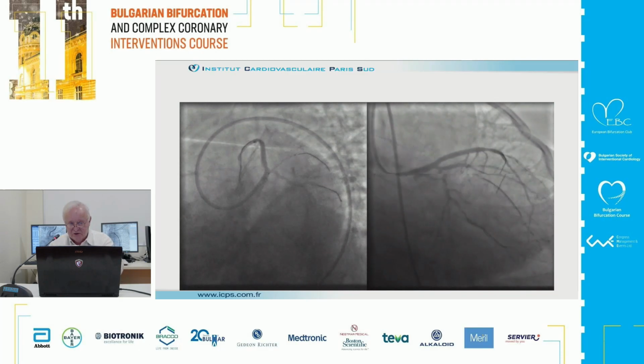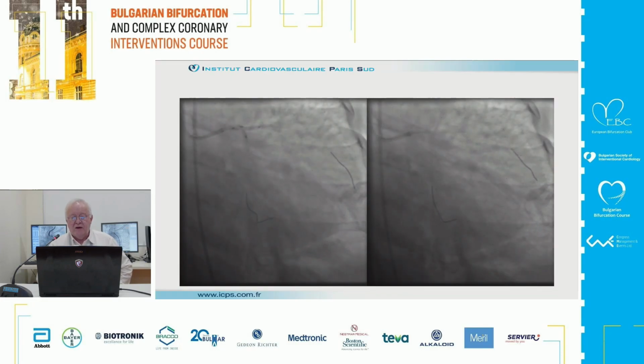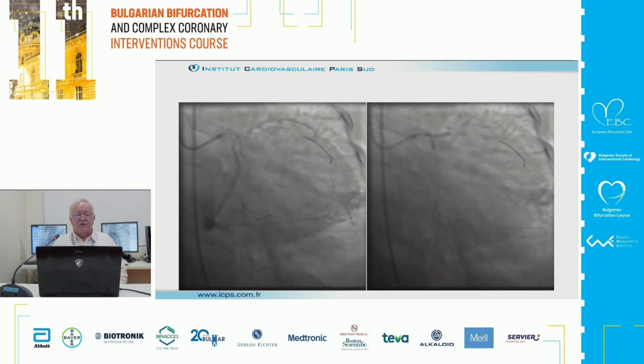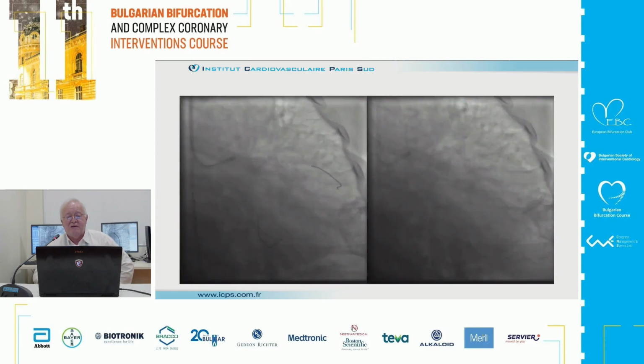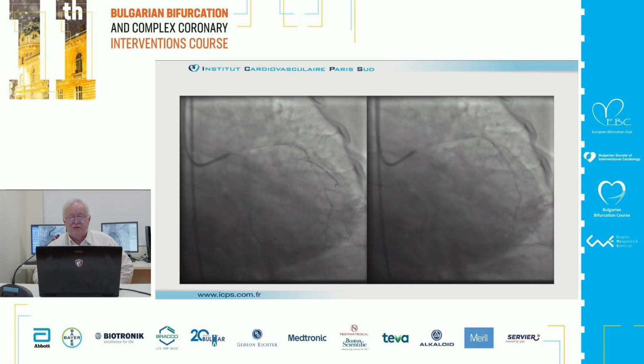as you can see on the left, and the result on the right. And after that, I changed wire again to do a kiss between the first marginal and circumflex and distal circumflex. The result is on the right. And I was not very happy with the result of the distal circumflex, so I implanted another stent followed by a kiss. And this is the final result.